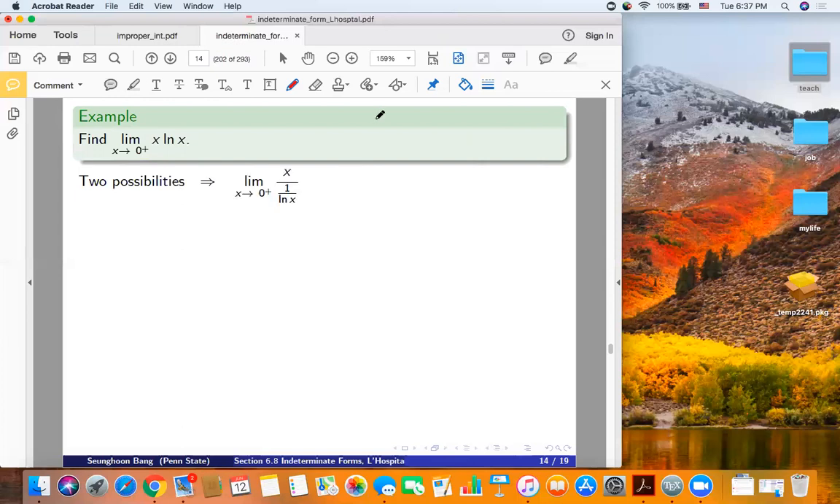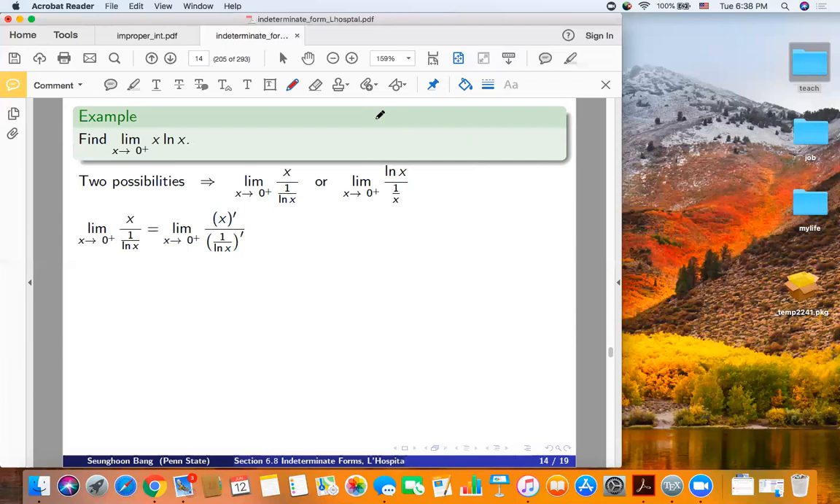So what does it mean? x goes to the top, ln x goes to the bottom as 1 over ln of x. You can change it to the fraction. Or ln of x is on top, and x goes to the denominator as 1 over x by using the reciprocal. I can try the first one: limit of x over 1 over ln of x as x approaches 0 from the right. We can use L'Hopital's rule.